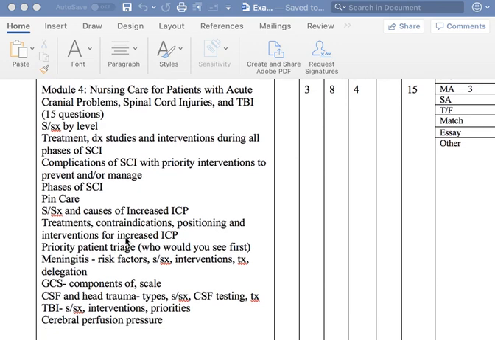And then complications with spinal cord injury. What would be the complication, and what would be your priority intervention if you saw that complication occur? When you're looking through here, you see all the different things that can happen with their integumentary system. What are some risk factors with spinal cord injury for integumentary? Skin breakdown. So what would be your priority nursing intervention? Yep, turning and repositioning.